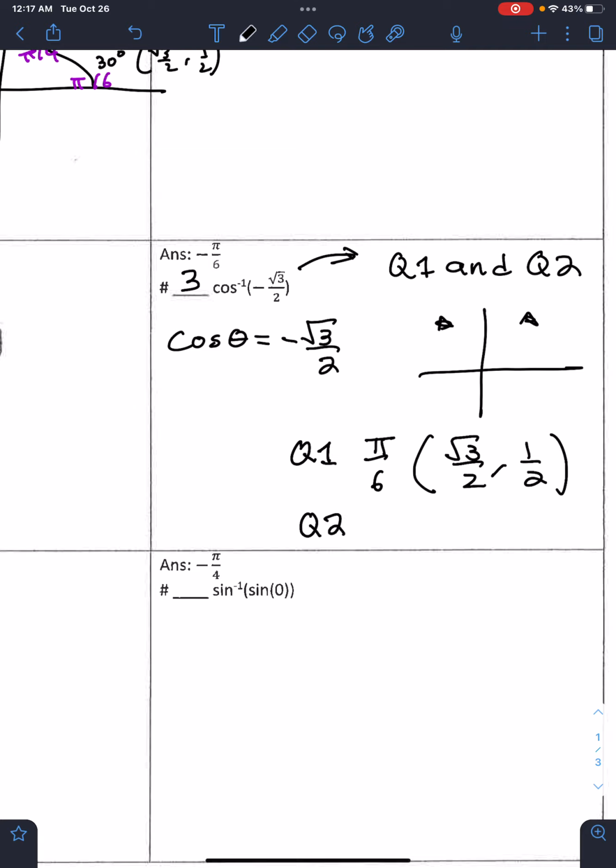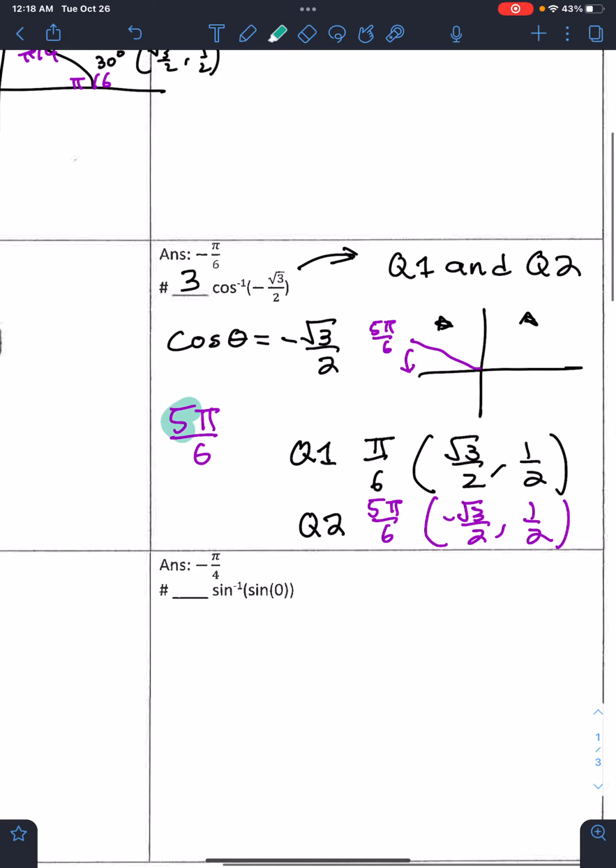I know that whatever my answer is has to have 30 degrees as a reference angle, and it has to be 30 away from the x-axis. So I'm pretty sure the answer now has to be 5pi/6, because at 5pi/6, we're going to have negative square root of 3/2, comma 1/2. So the answer to this is 5pi/6.